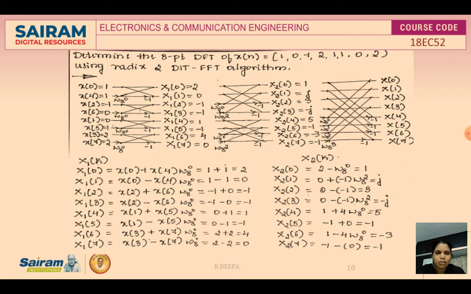So which is 0 plus minus 1 into W8 power of 2, which value is j. In the same way we can frame all the 8 equations to get the second intermediate output x2 of k, and the values are listed out here. So x2 of k starts from 1, j, 3, minus j, 5, minus 1, minus 3 and minus 1.